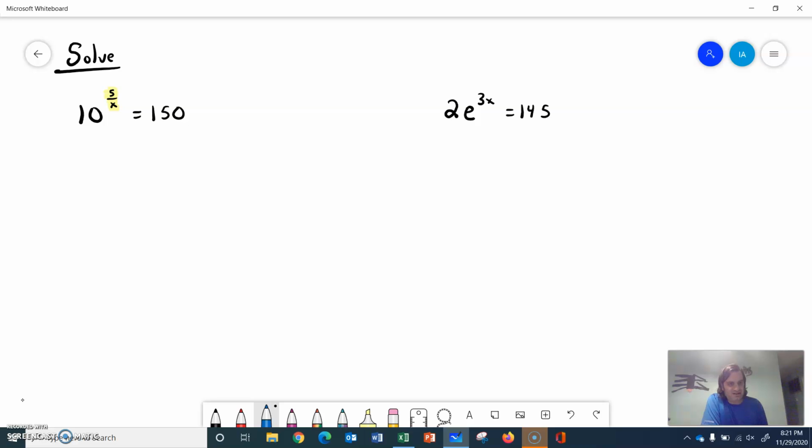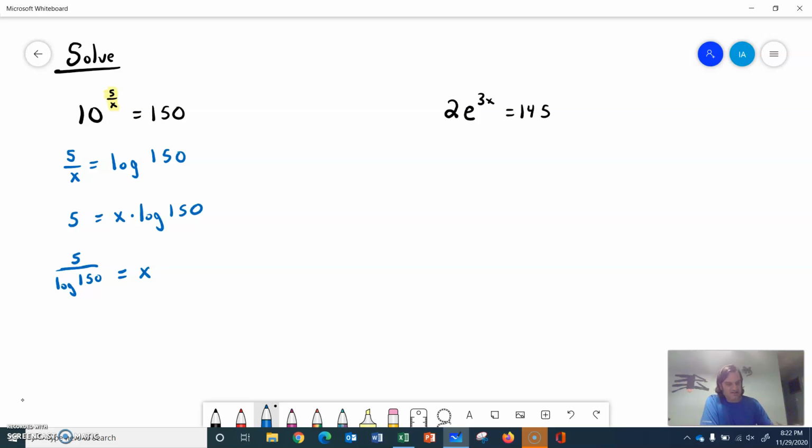So we can rewrite that as 5 over x equals log base 10, but base 10 is the common log, so we can just write log of 150. Now this isn't the best thing in the world, but let's see. If we want an exact answer, it's not too hard to crisscross here and get x by itself. I can multiply both sides by x and get 5 equals x times the log of 150. And then I could divide both sides by the log of 150. And the exact answer would be x equals 5 divided by the log of 150.